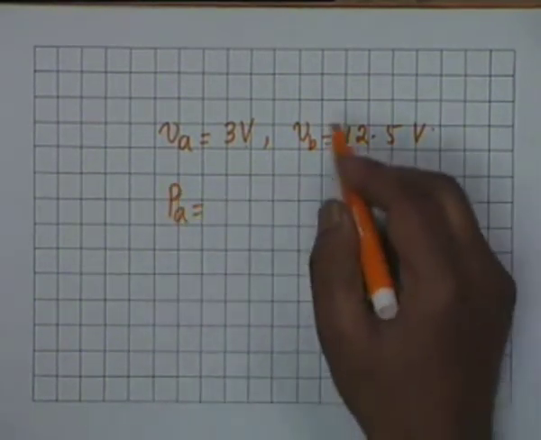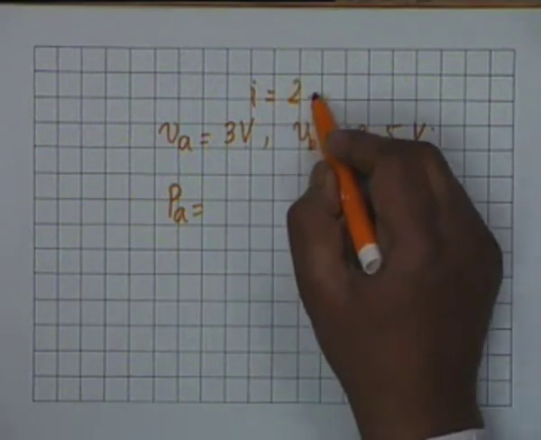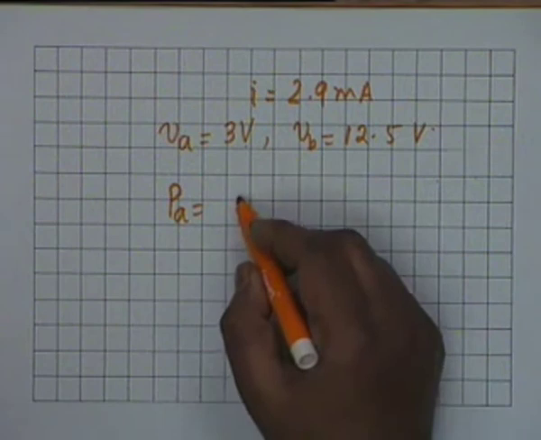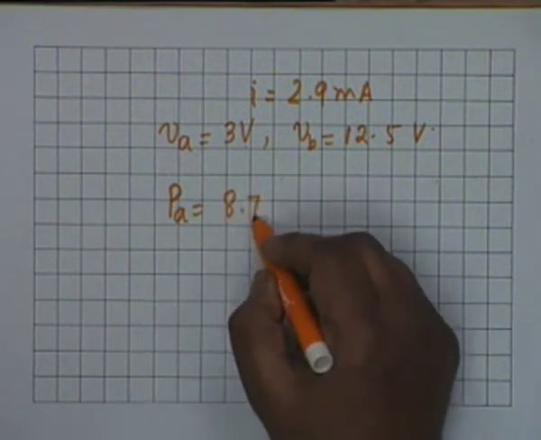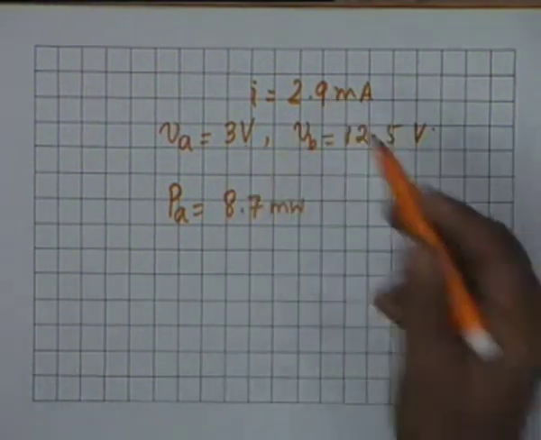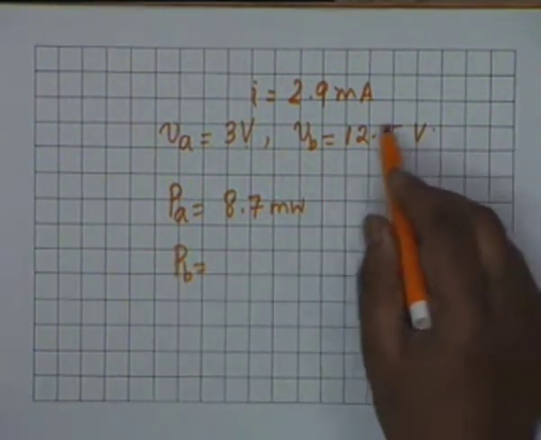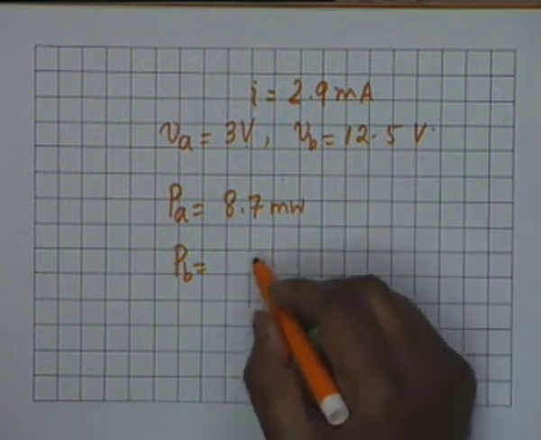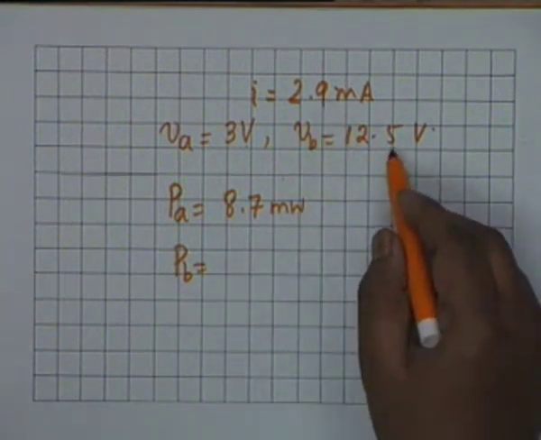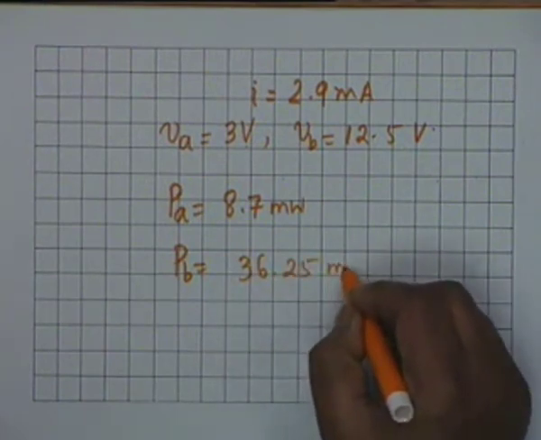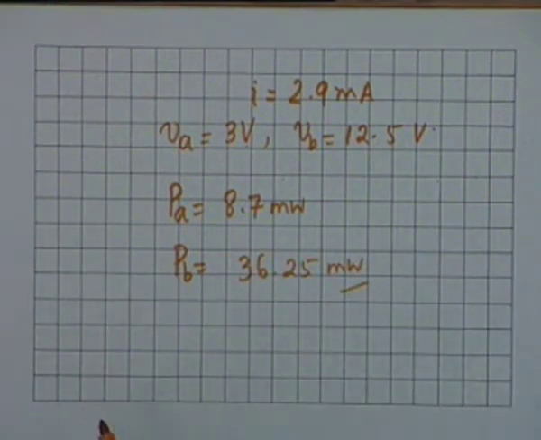So PA, with the current I being 2.9 milliamps, is 8.7 milliwatt, 3 multiplied by 2.9. And PB, the power dissipated in the resistor B, is 2.9 multiplied by 12.5, which is 36.25 milliwatt. These are my results, and this is a fairly complicated example. All right.